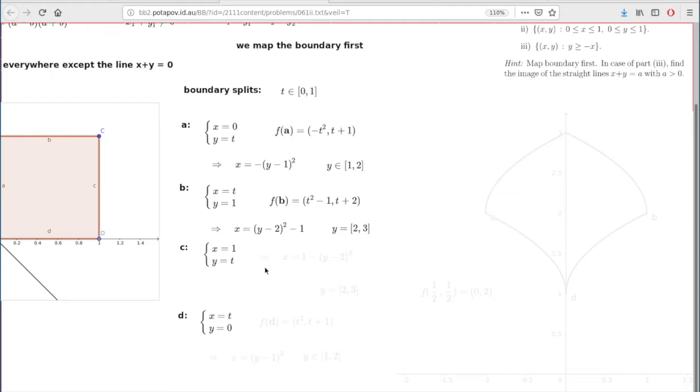Part C, that's how part C looks after map F is applied to it. Again, it's a parametric curve, but if you convert this to Cartesian by getting rid of t, again, you can spot another parabola. And again, y will be within range 2, 3. Finally, part D, that's how you parameterize the image of part D of the boundary. And again, this resolves to a parabola. And y is like this.